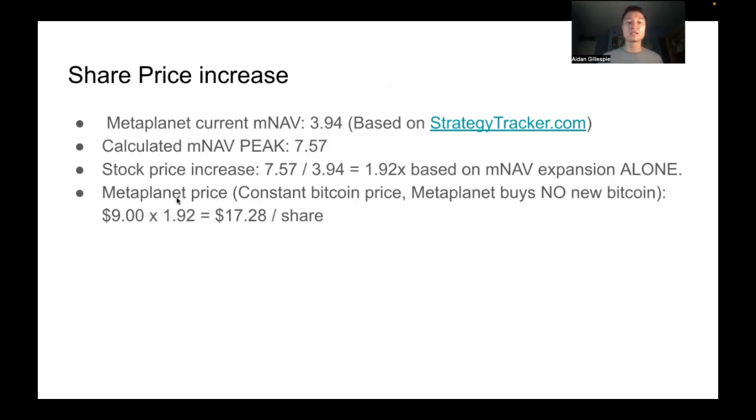So then Metaplanet's price, with a constant Bitcoin price, not increasing or decreasing, and assuming Metaplanet buys no Bitcoin, which I do not see happening at all, this is how it would affect the stock price. It's currently trading at $9. We would just multiply it by the multiple in the MNAV, which is 1.92, and then we would get $17.28 per share. So that's how these models would affect the stock price if we just took that increase in MNAV alone.